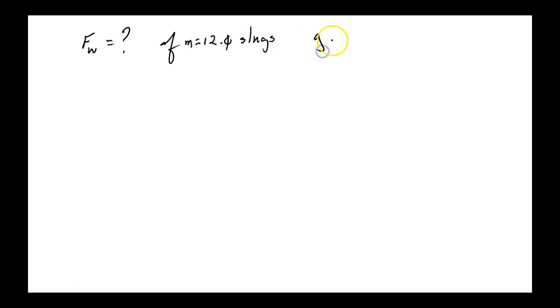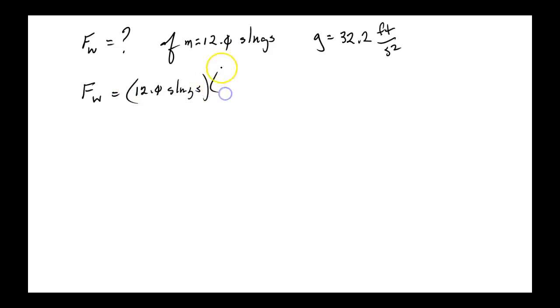That's the acceleration due to gravity in the U.S. customary system, and that's 32.2 what units? Feet per second squared. Perfect. So your weight, F sub W, is equal to 12.0 slugs, times 32.2 feet per second squared. This is mass, and this is acceleration due to gravity, always on the surface of the Earth.